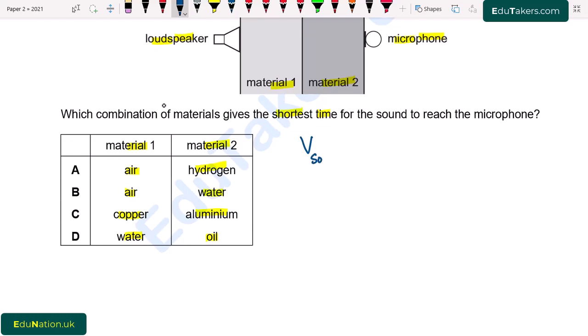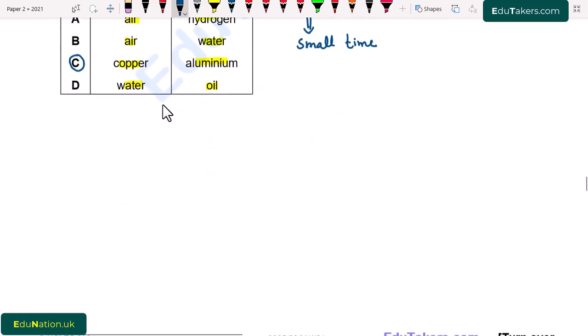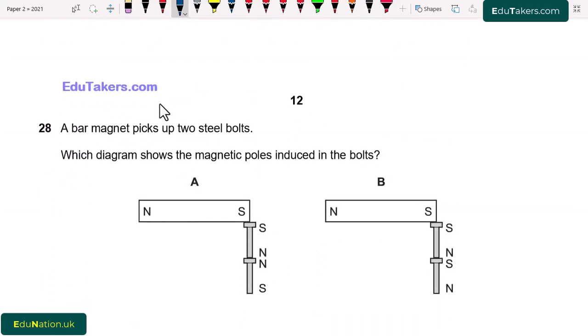compared to liquids and gases. So I write here, speed of sound in solid is greater as compared to speed of sound in liquid, and this is also greater as compared to speed of sound in gas. So when the sound waves pass very quickly through the solid material, it means that it takes a small time, because here their speed is faster. So option C is correct here, copper and aluminium.